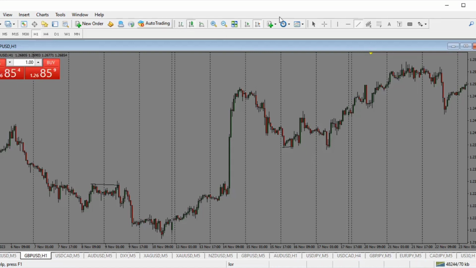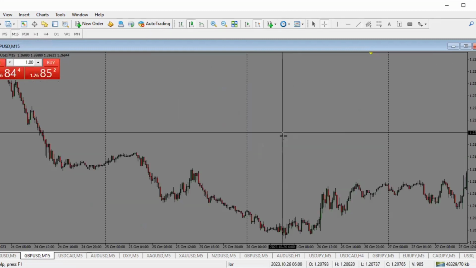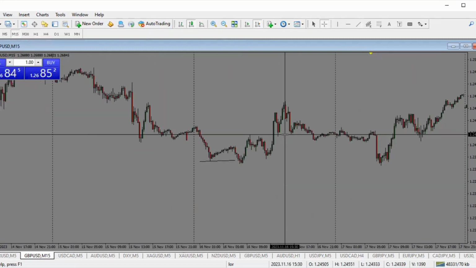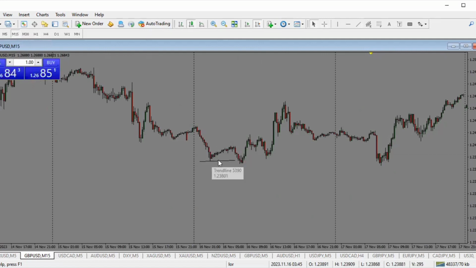So let's go to 5 minutes or 15 minutes to see it better. This happened on the 16th of November, so let's go to 15 minutes so that we see it better. Take a look at it here. The price came all the way here, took out this here, went up, and it came back. Then it went up. So this happened all within a day. It's not like the first one. It's just played out.